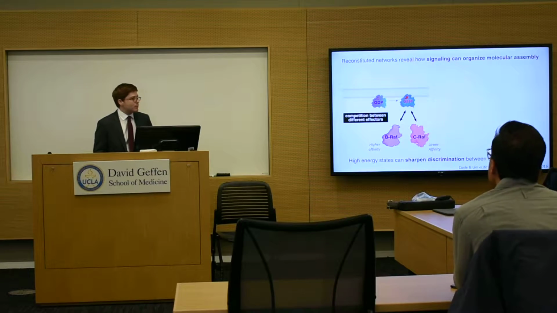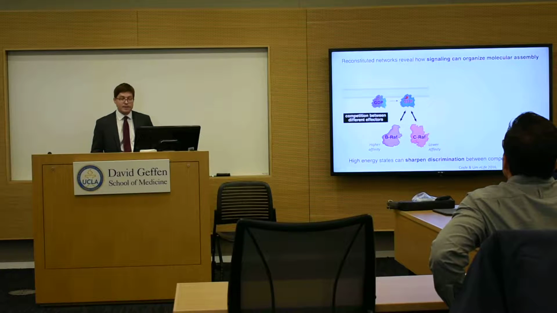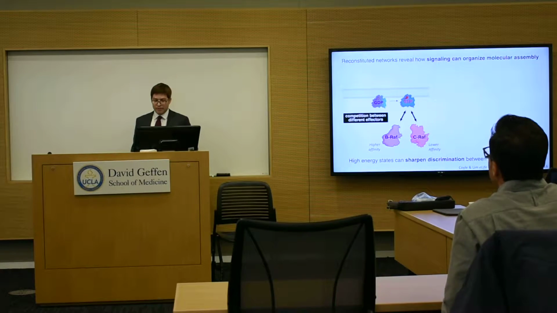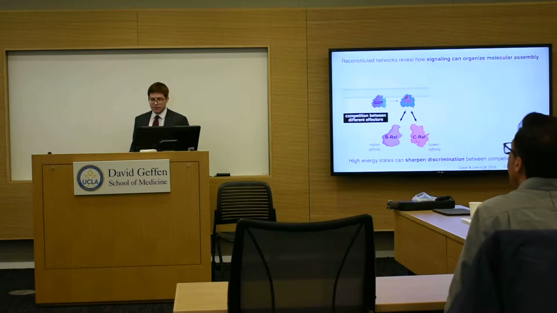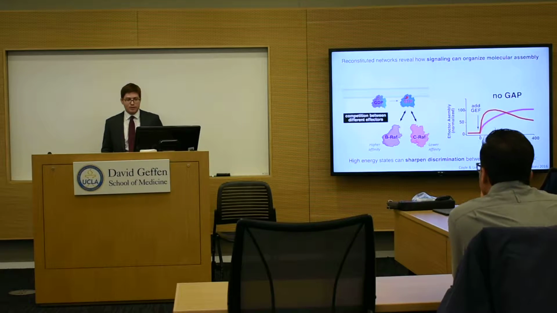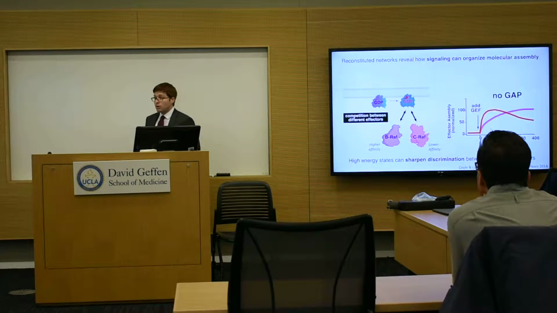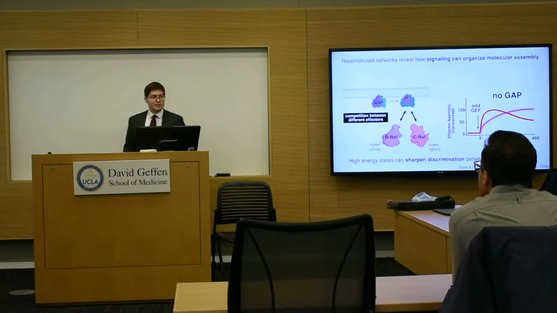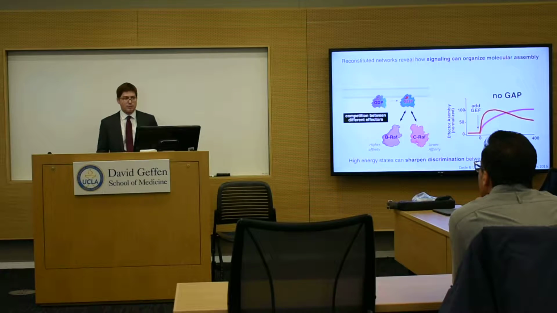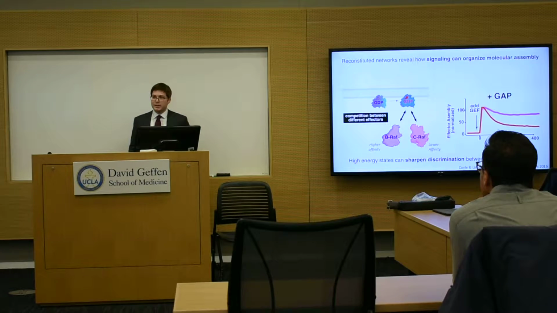And so to show you what I mean, if we assemble a signaling network that contains both high-affinity BRAF and lower-affinity CRAF as downstream effectors, and trigger assembly in the absence of GAP, you can see it takes a long time for the cell to be able to discriminate these effectors from one another. But when GAP is included in the system, we accelerate their discrimination.